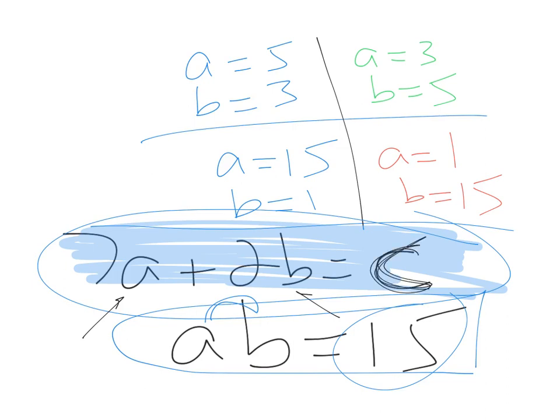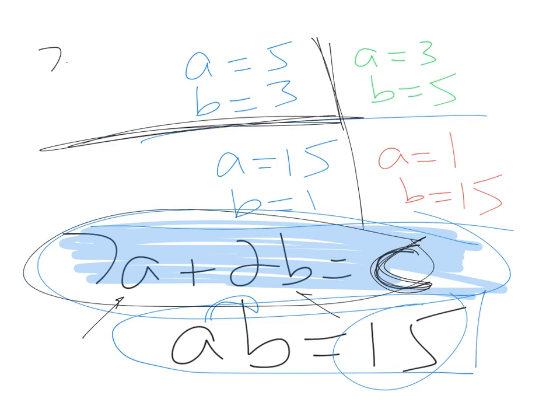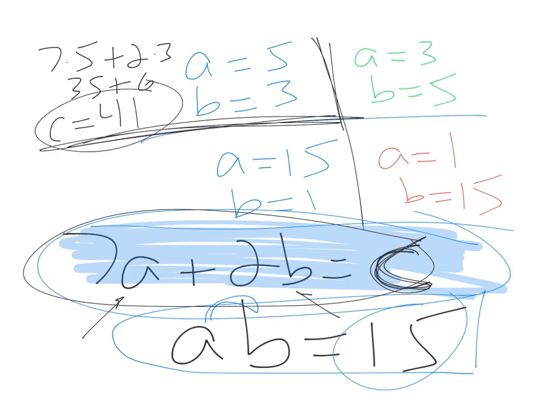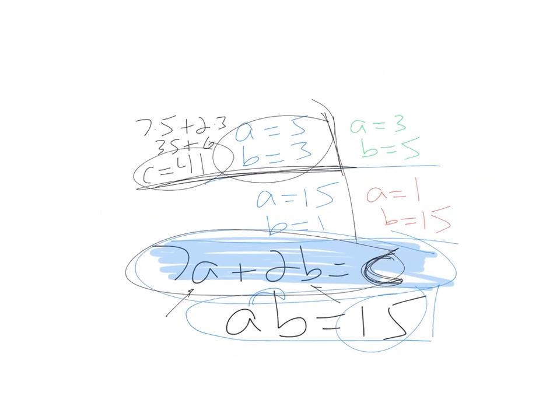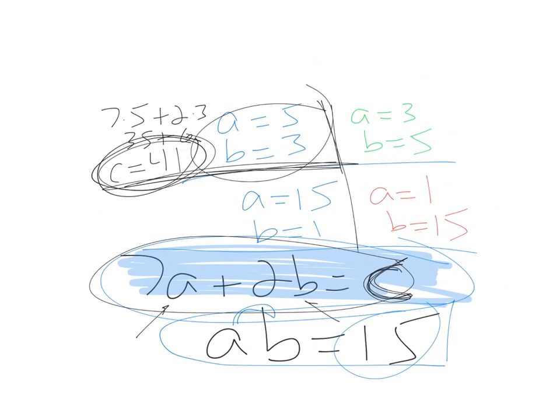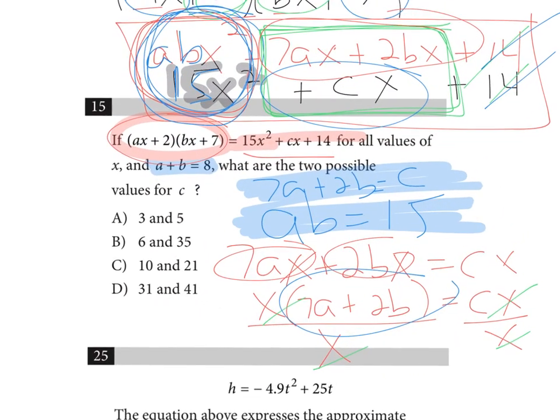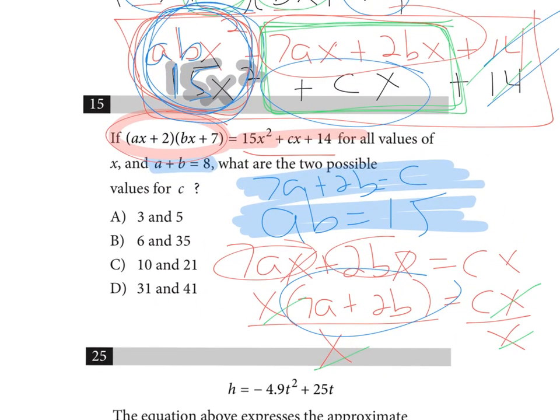what c could be. For example, in this upper left-hand corner, a is 5 and b is 3. So that would be 7 times a, 7 times 5, plus 2 times b, 2 times 3, or 35 plus 6, or 41. So c could be 41 if a is 5 and b is 3. So 41 is a possibility for c. Now, believe it or not, I actually am done, because since I know c is 41, and the question is asking me what are possibilities for c, letter D is the only one that has 41.